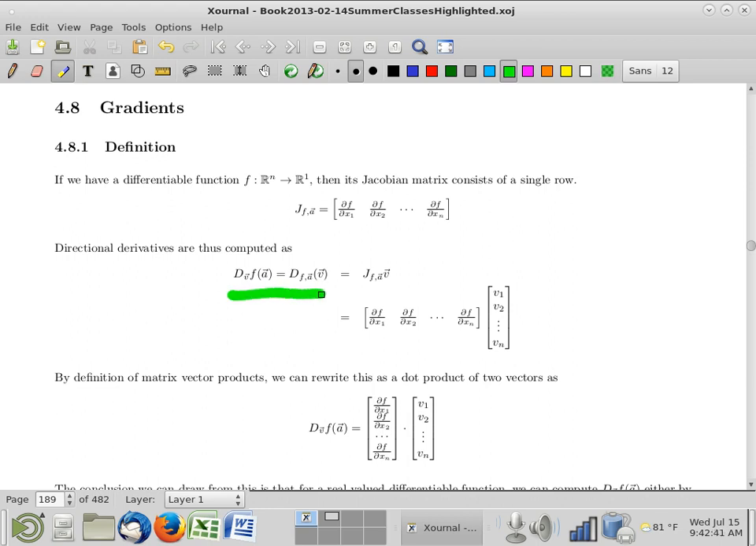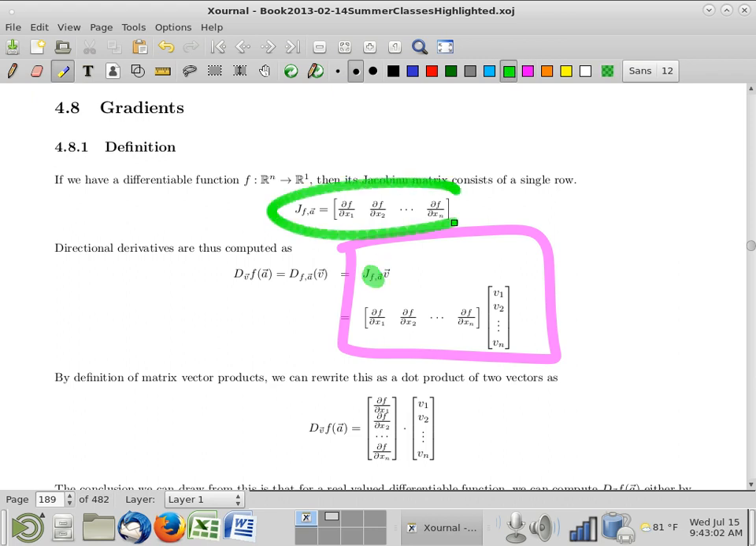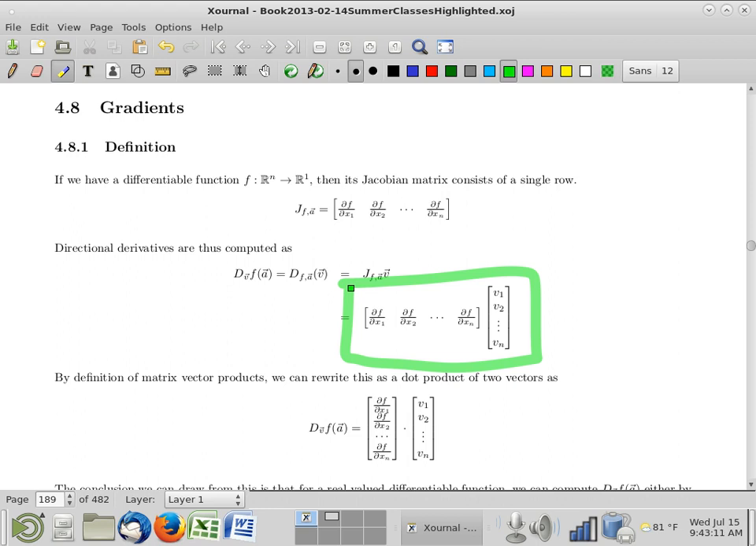Directional derivatives are computed with the derivative transformation. The derivative transformation is computed with the Jacobian matrix, right? Familiar, we've been through this a bunch of times. The Jacobian matrix in this case looks like this. In particular, the Jacobian is this single row matrix. Fine, so what we're computing then, ultimately, in order to compute our directional derivative, is this product.